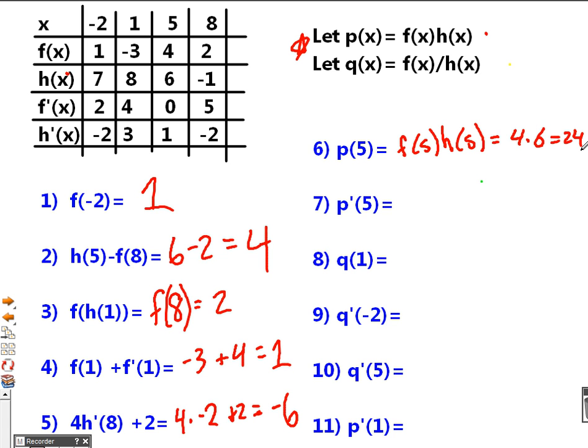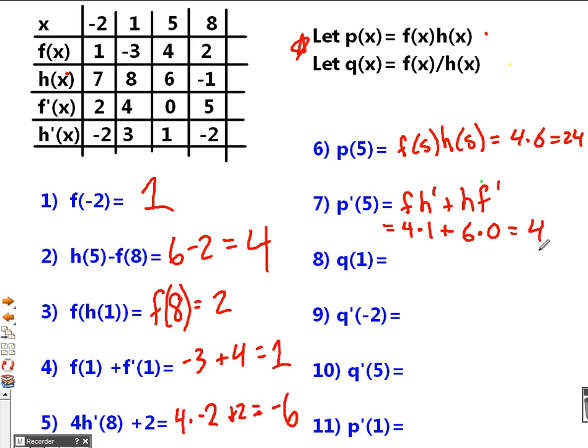In number 7, we're using product rule. So if it's f times h, product rule is 1 d2 plus 2 d1. So when you evaluate at 5, f of 5 we said was 4. h prime of 5, h prime in the 5 column is 1. Plus, now h of 5 we said was 6 times f prime of 5, which was 0. So that part just becomes 0, and you should get an answer of 4.